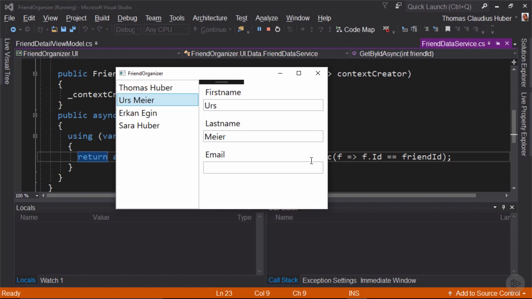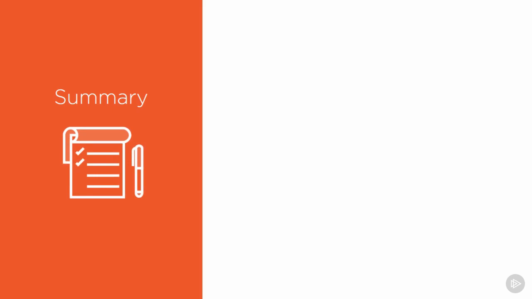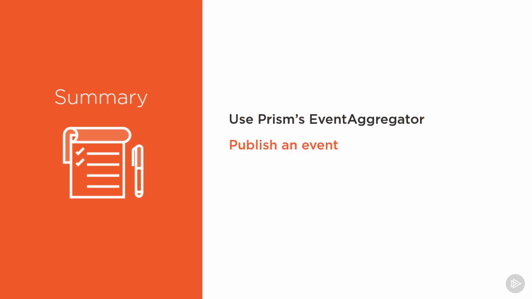model. Let's wrap up what you have learned in this module before we continue to implement the save logic in the friend organizer application. In this module, you have learned how to use Prism's event aggregator. You have seen how to publish an event, and you have also seen how to subscribe to an event. Now the navigation view model tells the friend detail view model when the selected friend has changed, so that the friend detail view model can load that friend. Throughout this course, we will create more events that we use with the event aggregator. Now let's continue with the friend organizer application and let's implement the save logic.